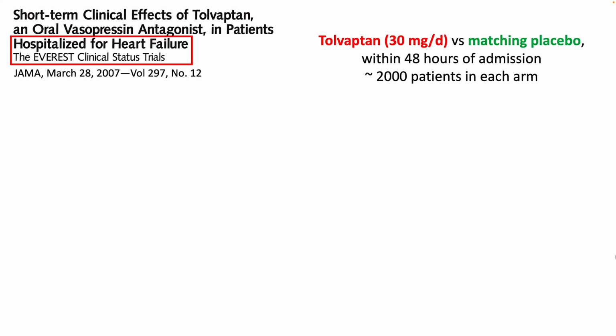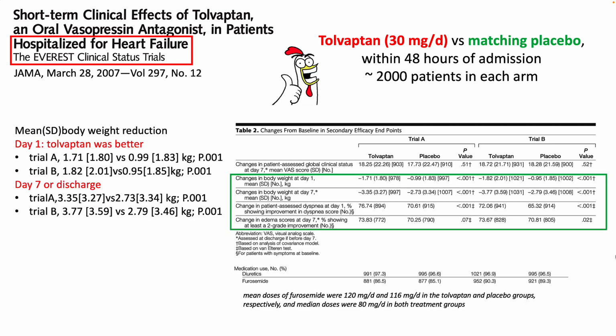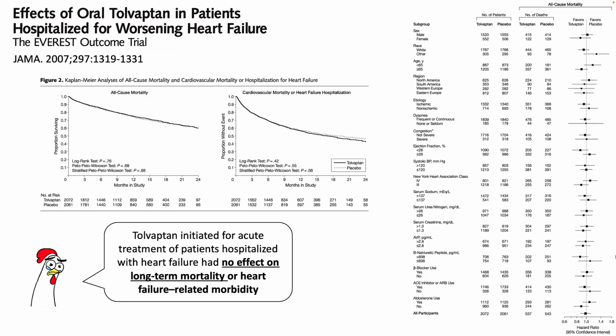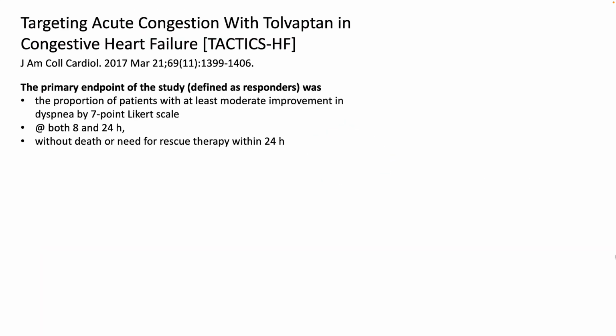In the largest tolvaptan trial, which was the EVEREST trial, they compared tolvaptan with placebo in hospitalized heart failure patients. This was a large study, and they did find that tolvaptan was better in achieving weight loss, urine output, and dyspnea scores. However, it failed to achieve the patient-assessed global clinical status score. When they followed these patients for a long period of time, they figured out that tolvaptan has no effect on long-term mortality or heart failure-related morbidity.